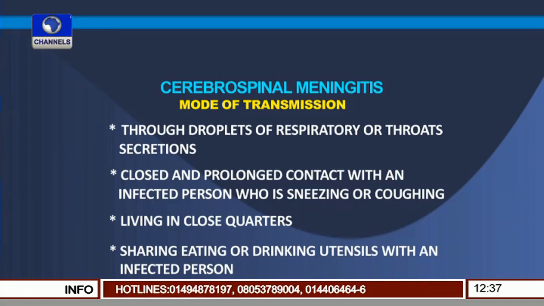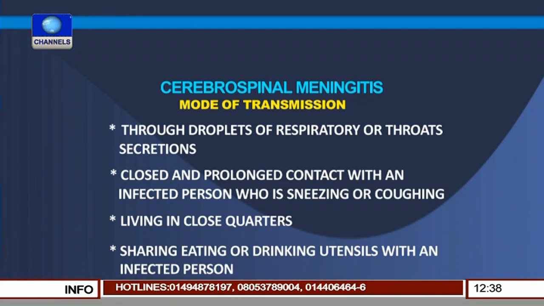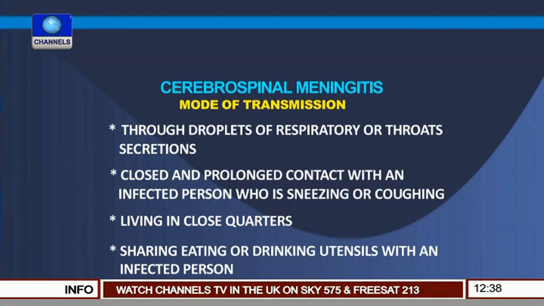Some are even carriers. Carriers are those who the organism infects, but they don't show any manifestation. How did those carriers get it in the first place? The carriers get it because, as I said, they are normal commensals in the throat and nose. They don't harm, so it's normal to find it in individuals. Those are the ones we call carriers.